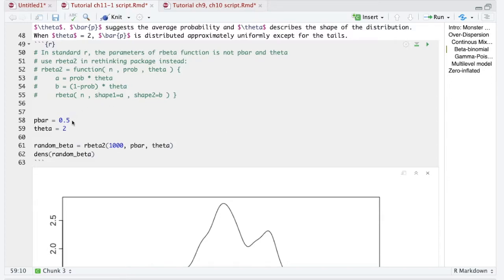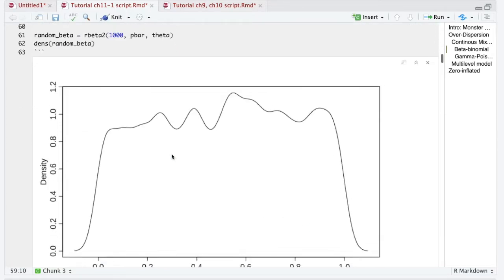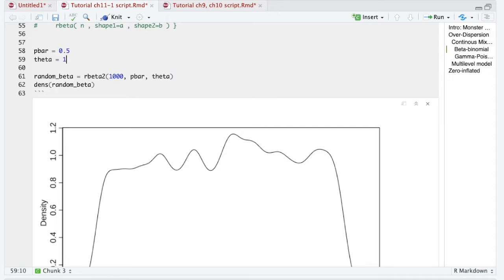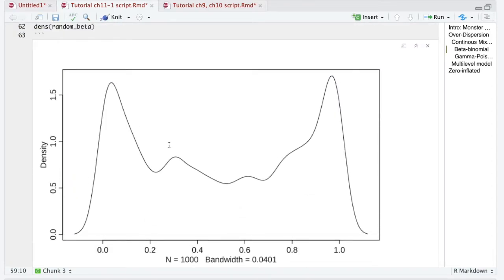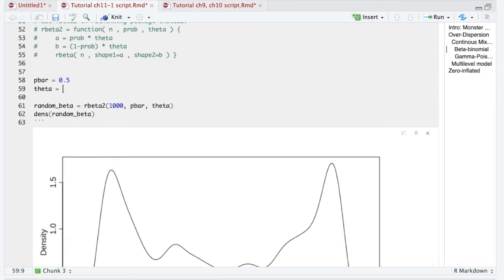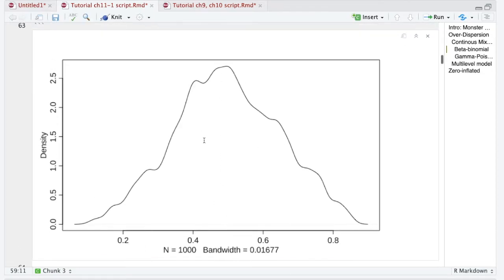If we set p bar equal to 0.5 and theta equal to 2, the resulting beta distribution looks like this: we expect the proportions from 0 to 1 to be roughly uniformly distributed, except on the two tails when p equals 0 and p equals 1. If we set theta equal to 1, it tells a different story. Now it's more likely to have p on the two tails, but not at p equal to 0.5. And if we set theta equal to 10, we expect the possible p values to be concentrated at p equal to 0.5.